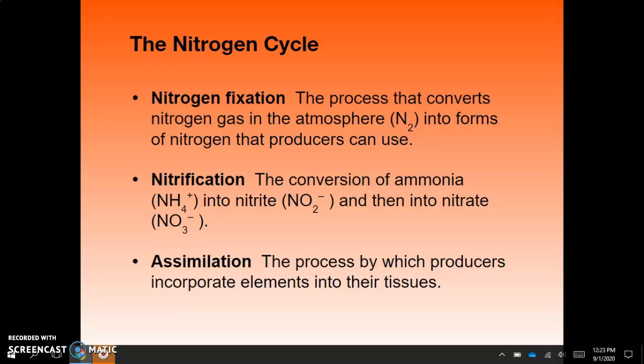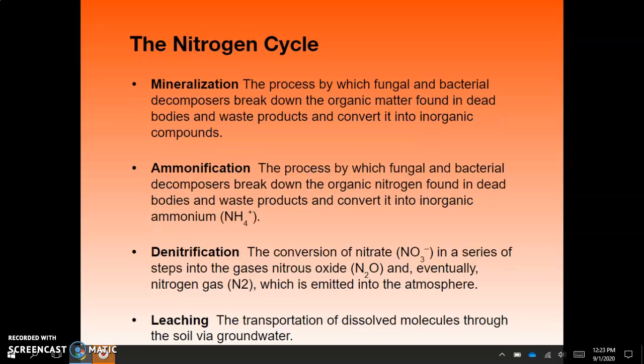And then assimilation is the process by which producers incorporate elements into their tissues. So again, we do have to have nitrogen, but we cannot make it ourselves. So when we eat plants, we are getting that nitrogen from the plants. And when we assimilate it, that's when we incorporate it into our own tissues.